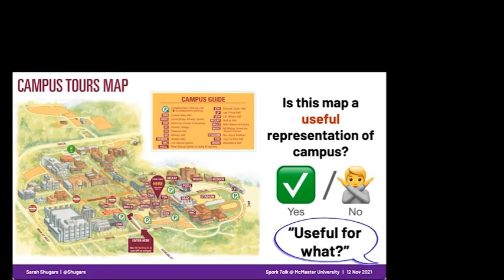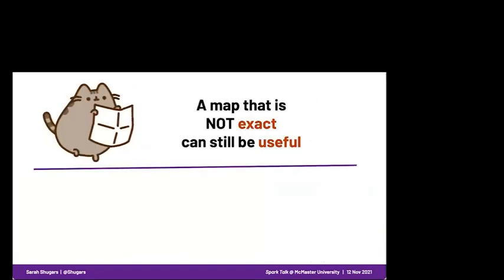find parking or a specific building, but it's not useful if I want to understand how indigenous nations used this land before the university existed. So this map is useful for some things, but not useful for other things. And what I'm saying here is that a map which isn't exact can still be useful, or more generally, you may have heard the expression that all models are wrong, but some models are useful.